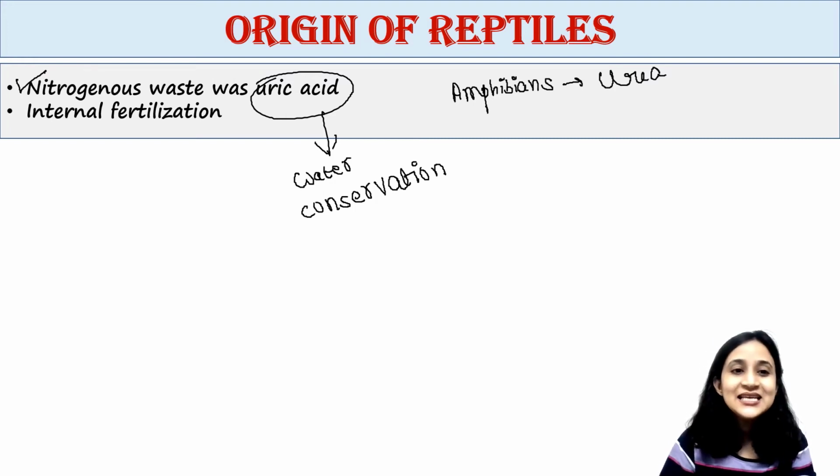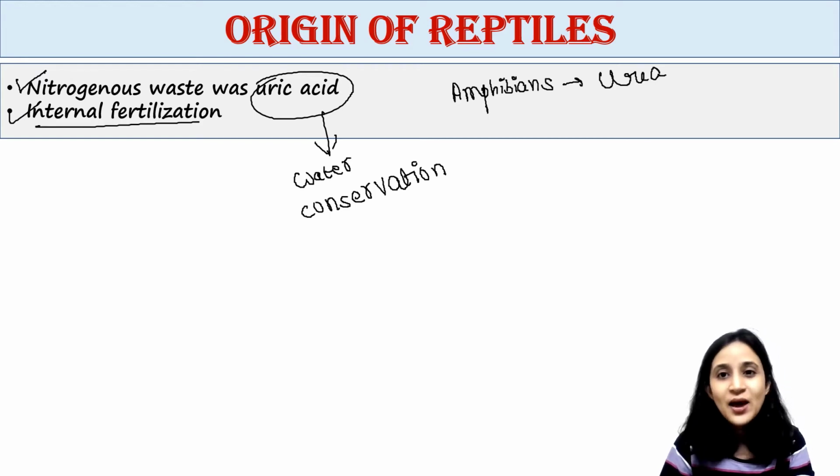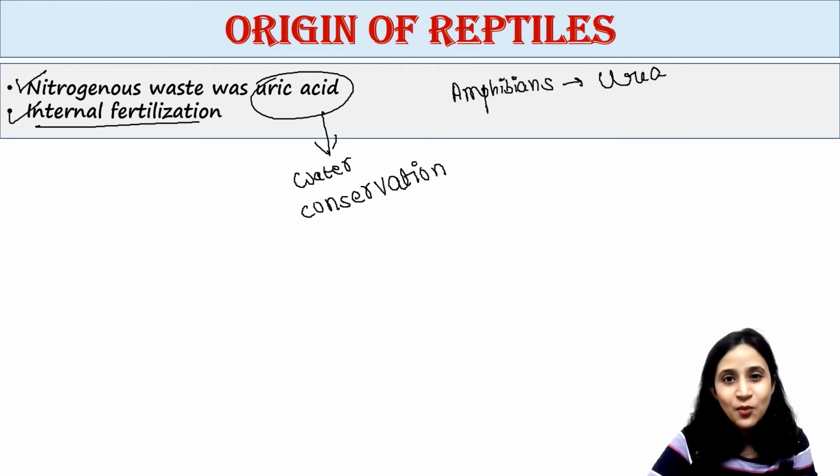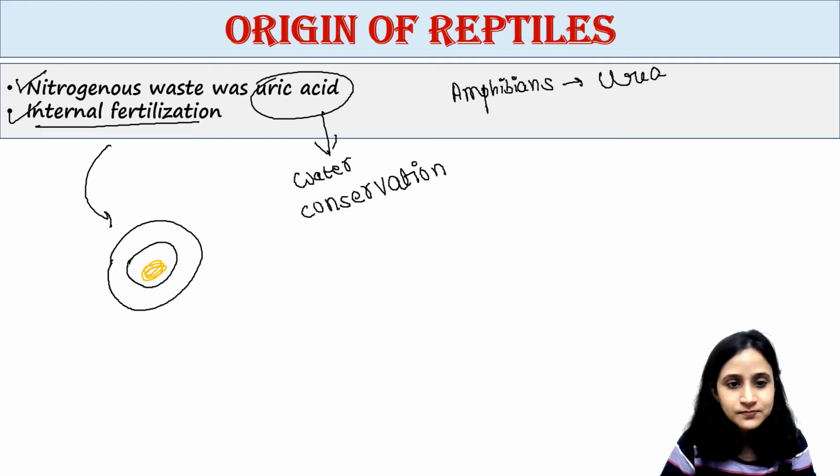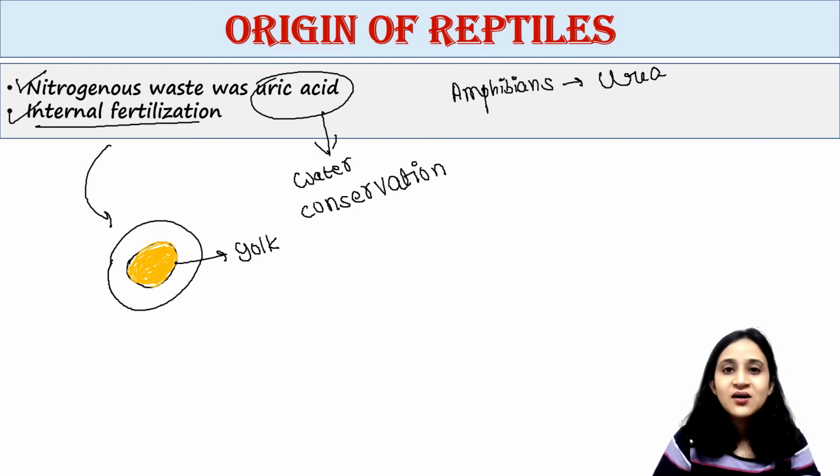Okay. Next, internal fertilization. Internal fertilization evolved. Reptiles were no more dependent on water bodies for laying eggs. They invented a large yolk. So they invented the egg which had a large yolk. This is the yolk. So the egg was filled with yolk and it had a shell also.